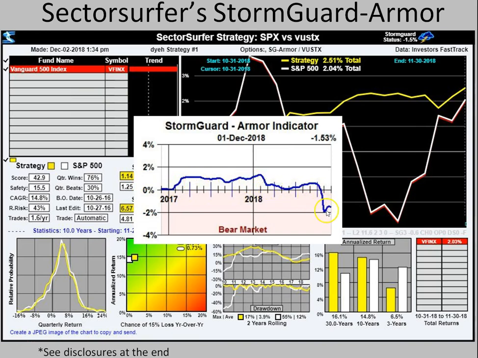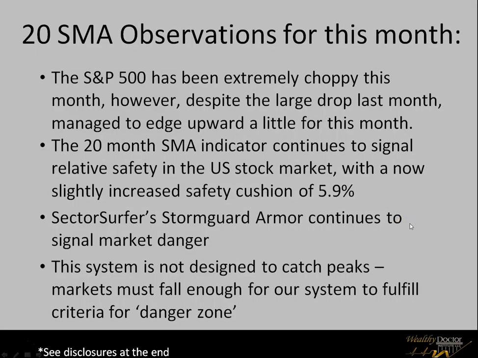It's still clearly in the negative zone, which is the bear market zone, which means we stay out of stocks for now. So some observations for this month. The S&P 500 index has been extremely choppy, up and down. However, it's managed to edge up just slightly for this month.